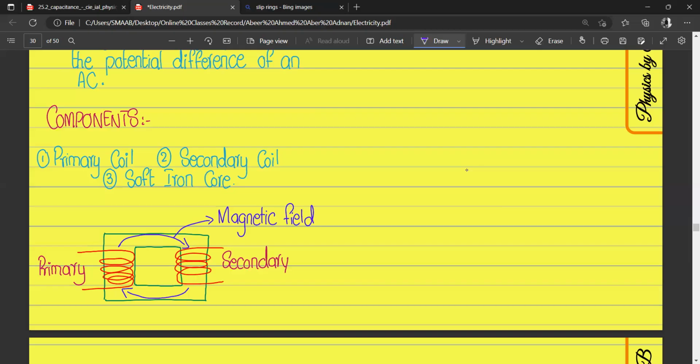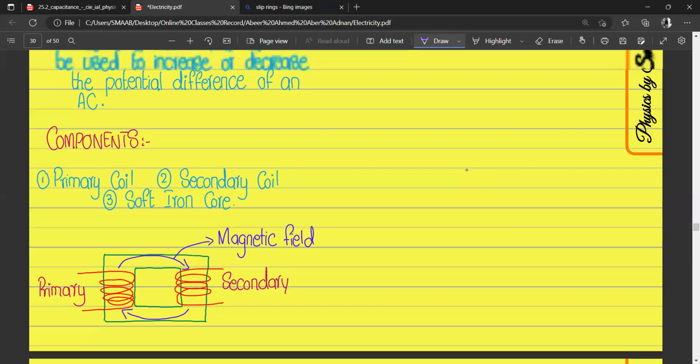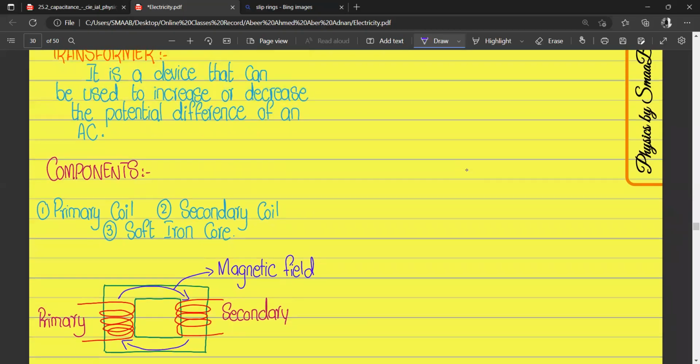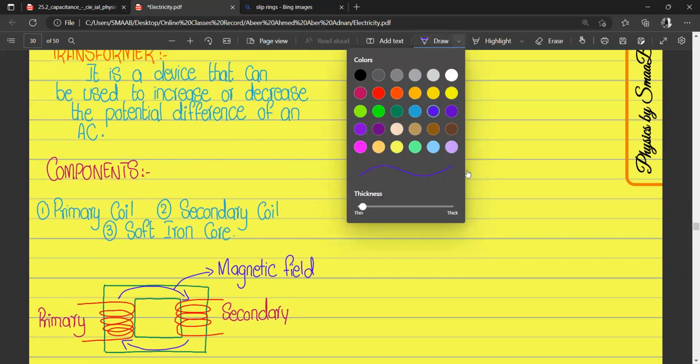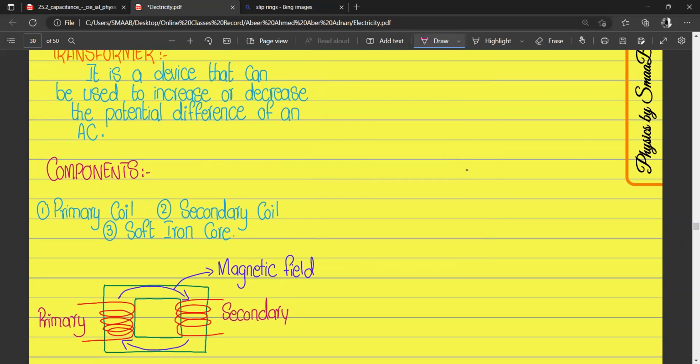And there are two types of transformers. Because there are a number of loops over there, we need to know the reason why there are a number of loops or turns in the wire. So we talk about types. The first type is known as the step up transformer, and the second one is known as the step down transformer.